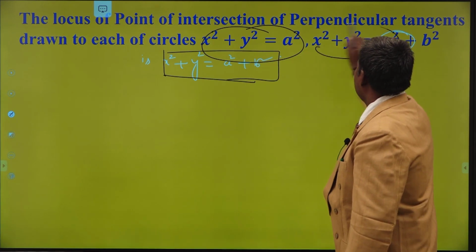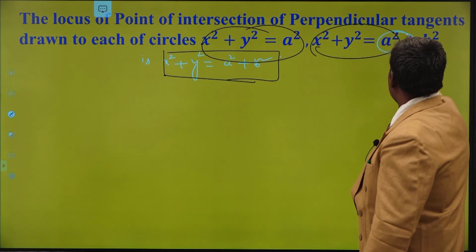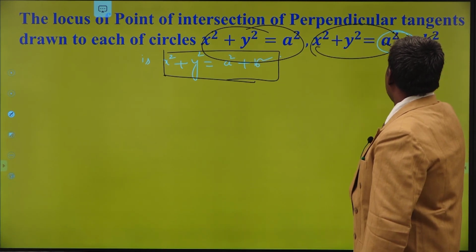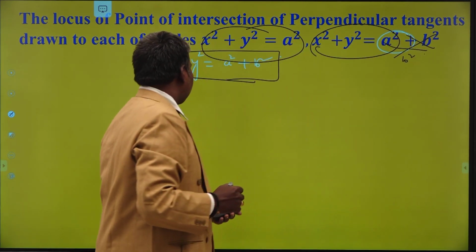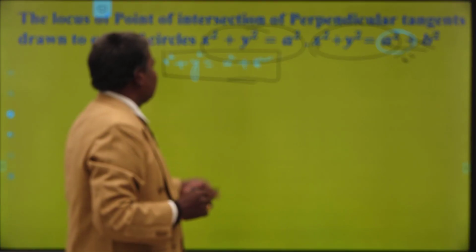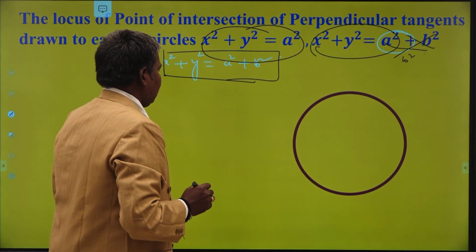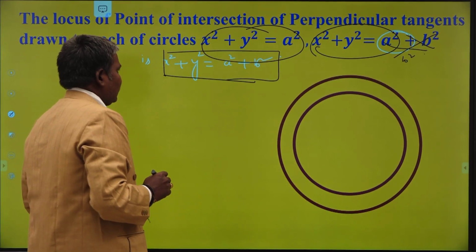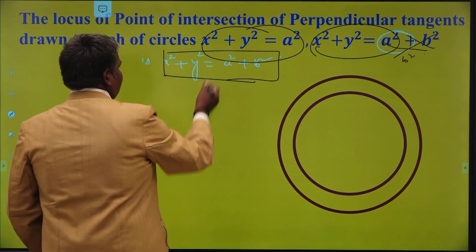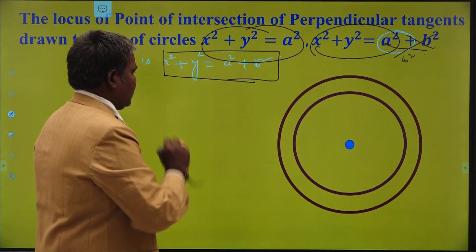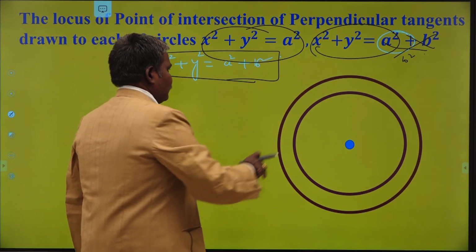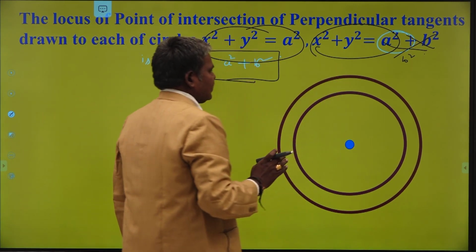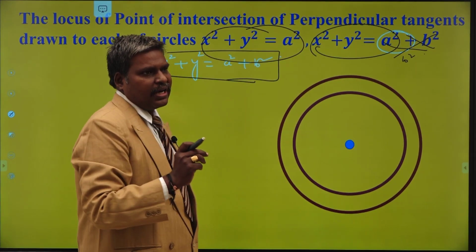This is one circle, this is the other circle. X square plus y square equals b square here itself. Very simple thing. Let us finish it in one minute. This is the circle. This is the other circle, concentric to this one because both have their center at the origin. This is the center of the circle, the origin. We draw two tangents, one for the first circle, another for the next circle. A pair of tangents you have to draw in this manner.